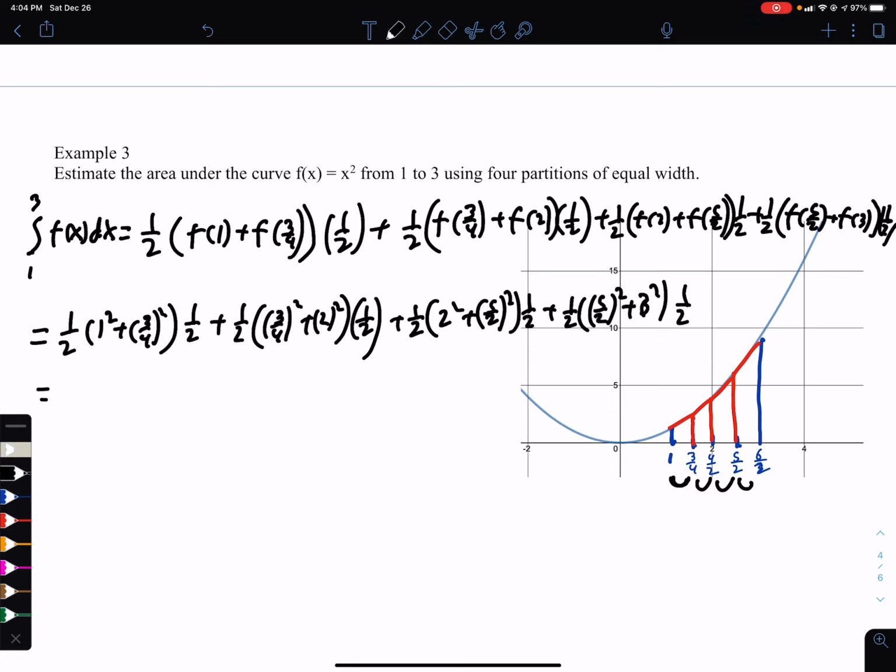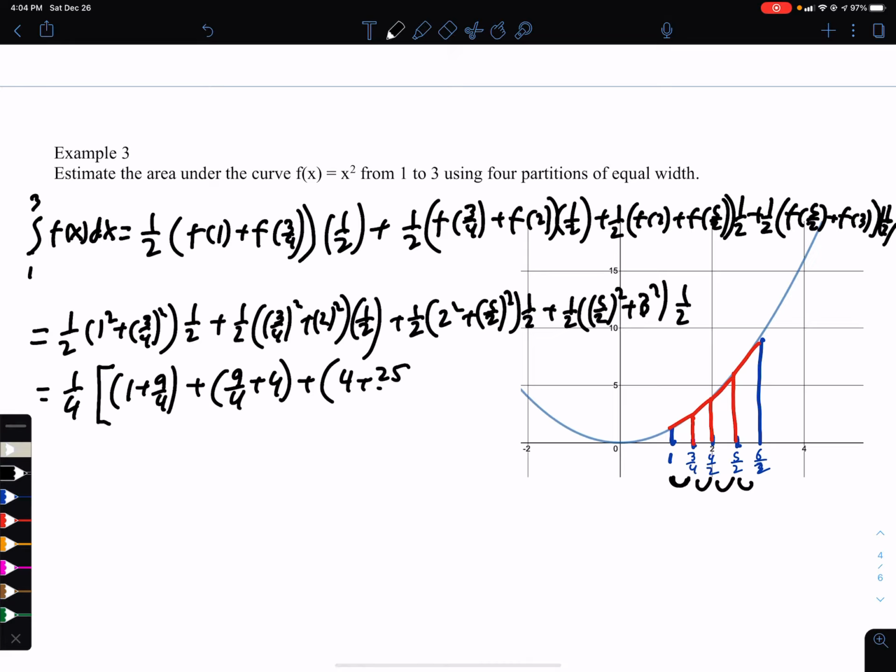All right, so I'm going to combine all these. That's going to be 1/4. Every pair you're multiplying a 1/2 and a 1/2, so it's going to be 1/4. Now I'm going to pull that 1/4 out in front because they all have that 1/4. So what am I left with? 1 plus 9/4. 9/4 plus 4. 4 plus 25/4. And 25/4 plus 9.